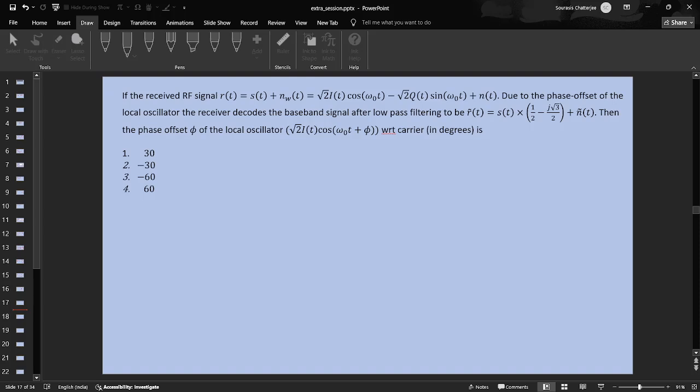What about this one here? We have received RF signal, that is in phase and quadrature component, and our local oscillator has some phase offset, so that when you decode the baseband signal after low pass filtering, you are left with this residual phase shift. So if your phase offset is given as phi, then what is the value of phi? How am I supposed to find it?